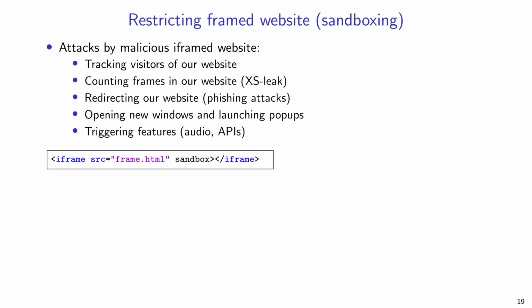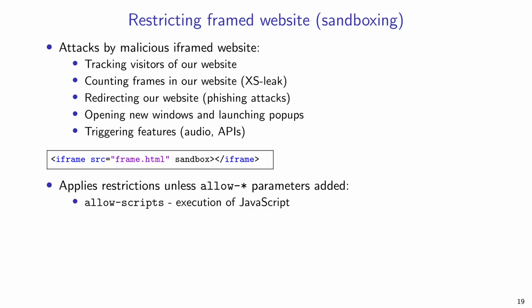To prevent most of these attacks, we can use the sandbox attribute when embedding a website. By default, sandbox applies many restrictions unless specific allow parameters are added. Let's go over the most important restrictions that sandboxing provides. By default, it blocks JavaScript and other script execution unless execution is explicitly allowed by specifying the allow-scripts parameter. So this blocks any JavaScript-based attacks.